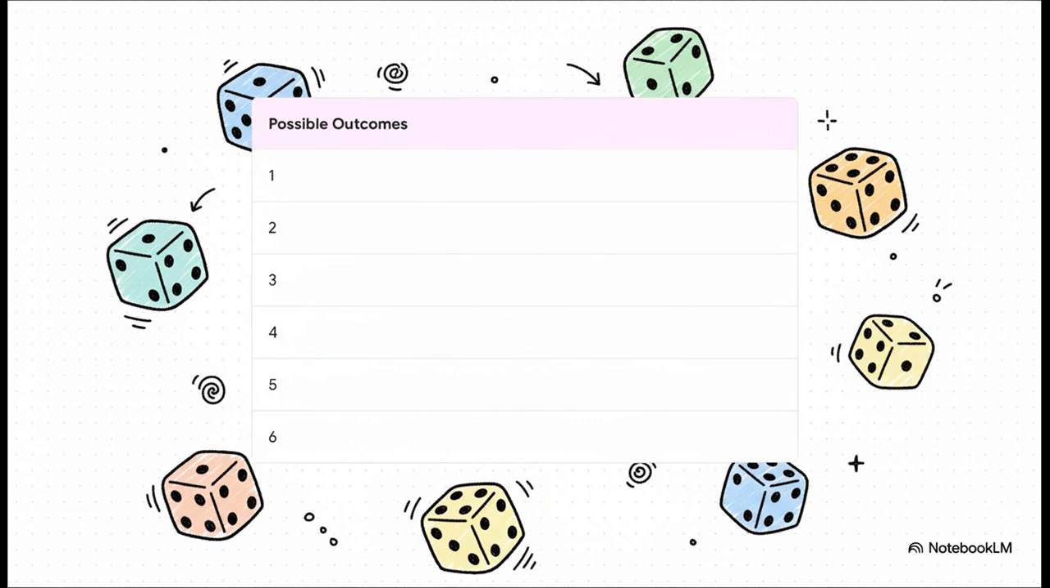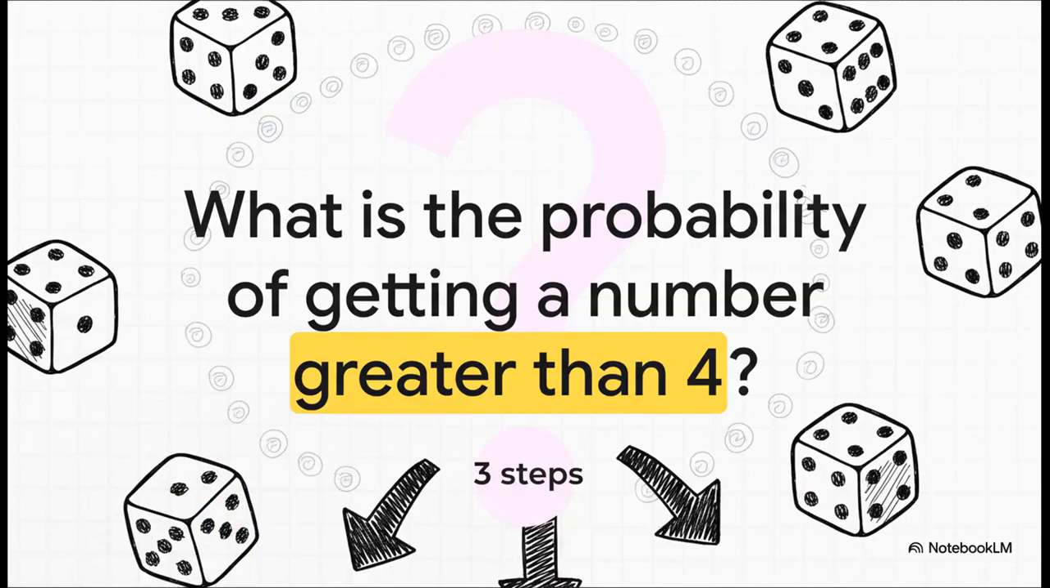All right, next up, the die. You know, from Ludo or Snakes and Ladders. When you roll it, there are 6 possible things that can happen. You can get a 1, a 2, a 3, 4, 5, or a 6. And just like the coin, each number has the same equal chance of landing face up. Okay, let's try a real exam-style question. Ready? If you roll a die 1 time, what is the probability of getting a number that's greater than 4?